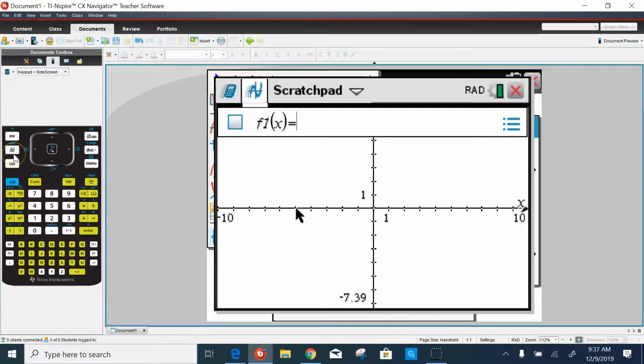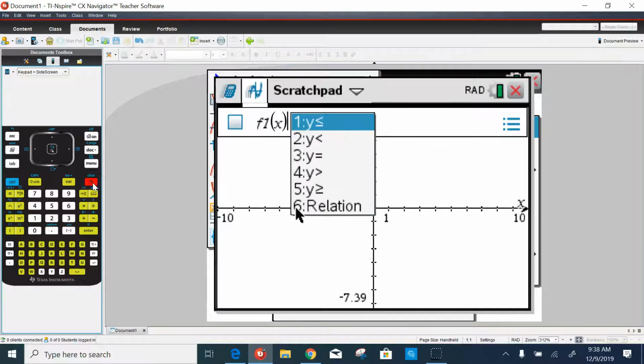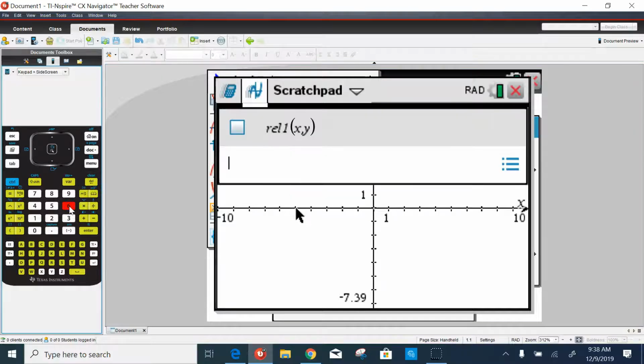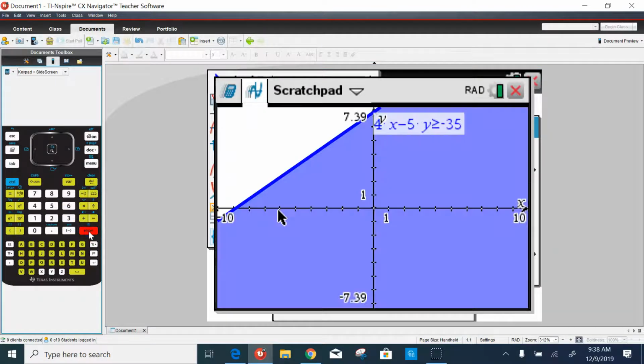So back to my graphing side. Delete. I'm going to graph this as a relation, number 6. My first inequality is 4x minus 5y, control equals to get my inequality symbols, is greater than or equal to negative 35. This is my first bit of information.